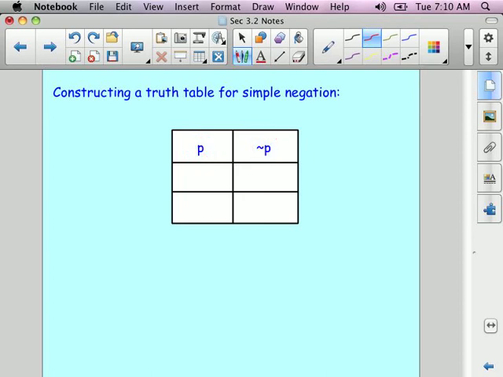Now what we're going to do is actually run through all the different possibilities for P, and we're going to see how that affects not P. So first of all, P could be a true statement, or P could be a false statement. Those are the two possibilities we have. Well, if P is a true statement, that means the opposite of P, not P, is going to be false. If the original is true, that means the negation is false. And if the original is false, the negation is true. That one's not too bad because you're essentially just taking the opposite symbol for that.